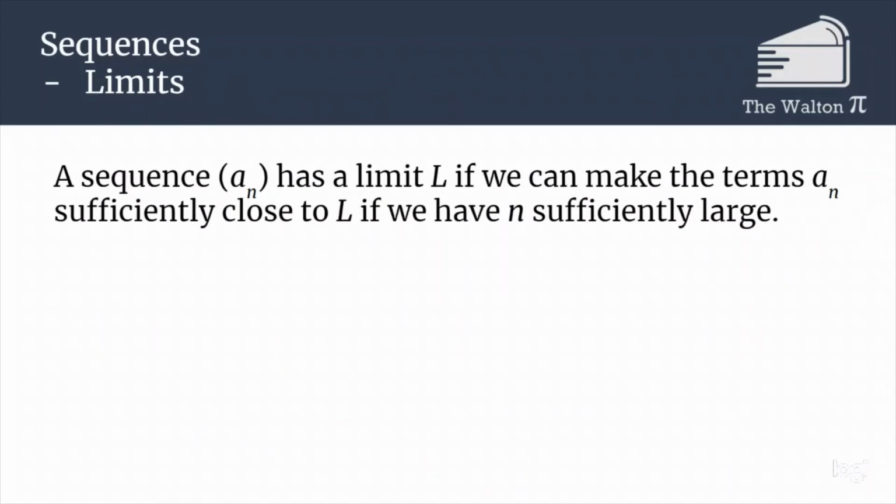Okay, so we can also talk about what's called the sequence limit. A sequence will have a limit L if we can make the terms a sub n sufficiently close to L if we have n sufficiently large. Now, that's the formal math definition without the epsilons, but what this really means is that a sequence has a limit if eventually, far enough down the line in the sequence, there's a point where every single number in the sequence is really, really close to L. If that's the case, then we have found the limit of the sequence, because everything is really close to this same number every single time.